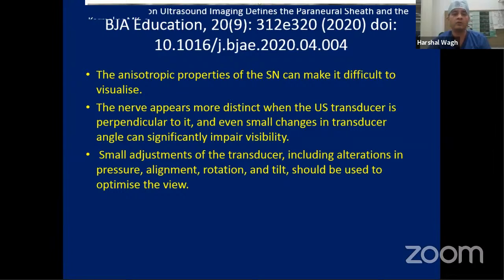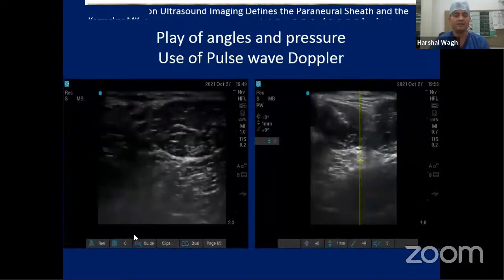Now I'm going to come to the tricks and tips of getting a good scan. Everybody has their own way of doing it. The sciatic nerve, as we all know, has anisotropy. So now you see it, now you don't, is the property of that nerve. A small adjustment of the transducer in terms of pressure, alignment and rotation helps us identify the nerve.